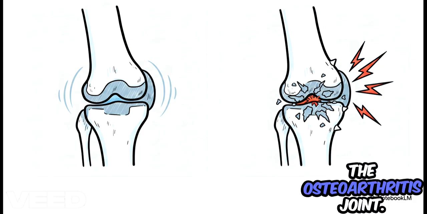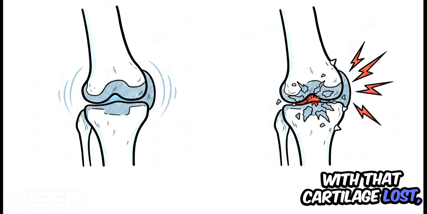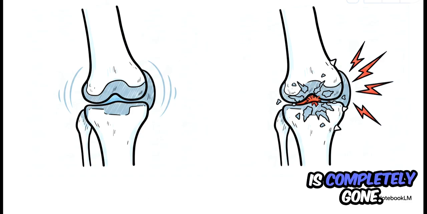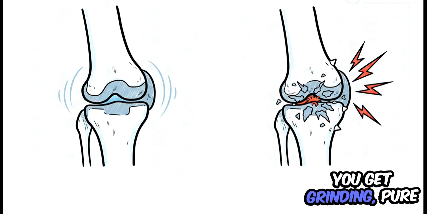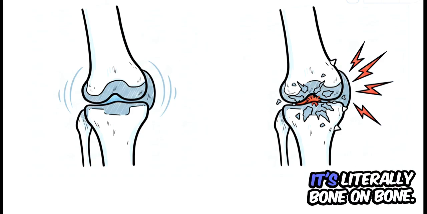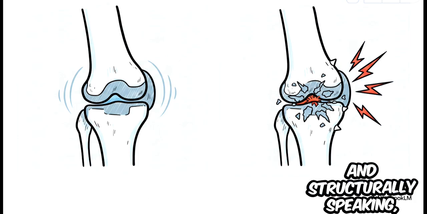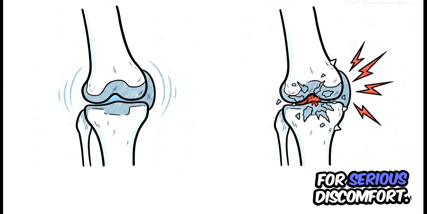But then, look at the osteoarthritis joint. With that cartilage lost, the smooth gliding surface is completely gone. So instead of gliding, you get grinding, pure mechanical friction. It's literally bone on bone. And structurally speaking, that is a massive recipe for serious discomfort.